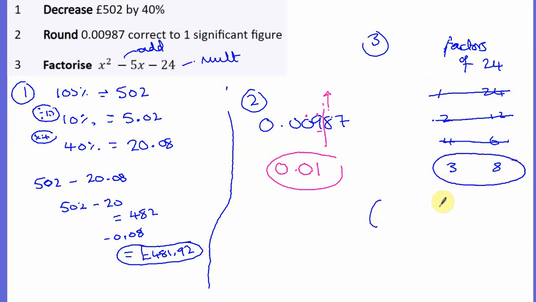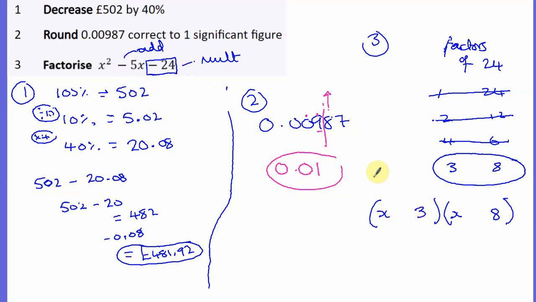So I had 2 brackets are going to be x's in there. We know we're going to have a 3 and an 8 in there, so we can write that in. We need to think about our signs. Because it's minus 24 in the question, we know we need one positive and one negative, because that's how we multiply to make a negative number. And it's got minus 5 there. They need to add to make minus 5.